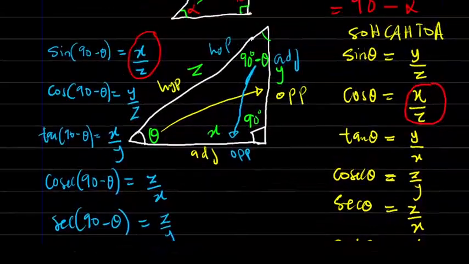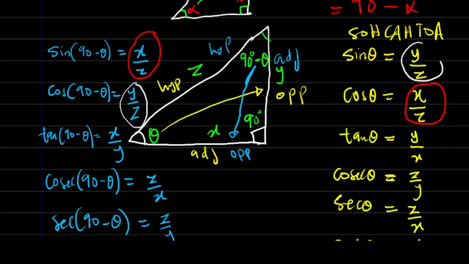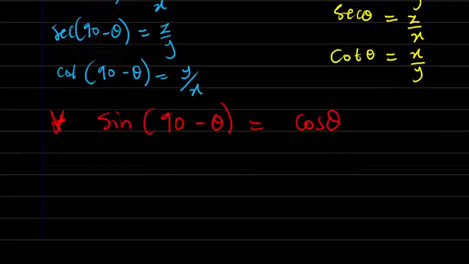Also, what do we notice as well? This is y over z. Let me use another column. Y over z. Yeah, we have y over z here as well. That means cos 90 minus theta is the same thing as sine theta. So the second one we have here is cos 90 minus theta.